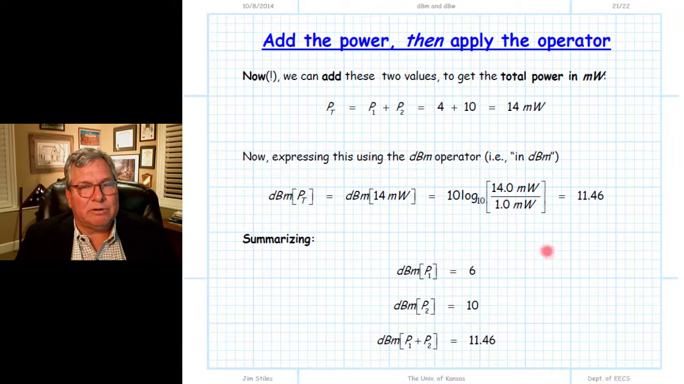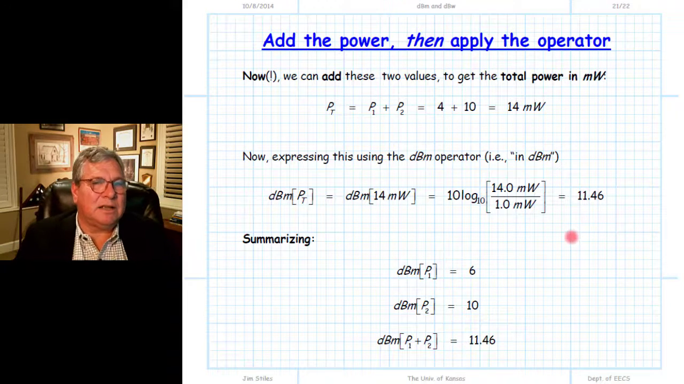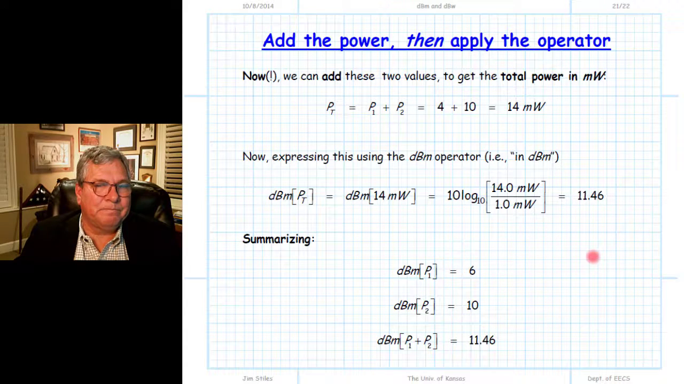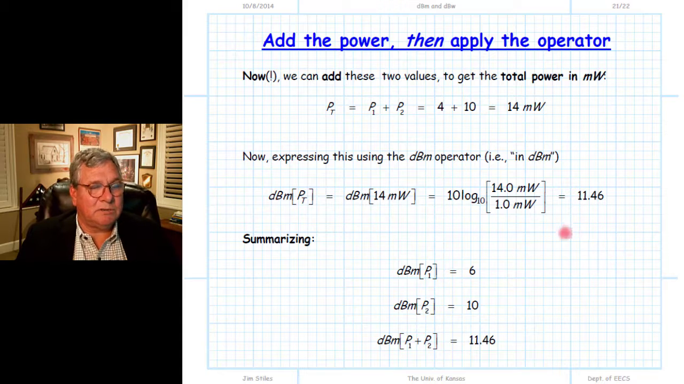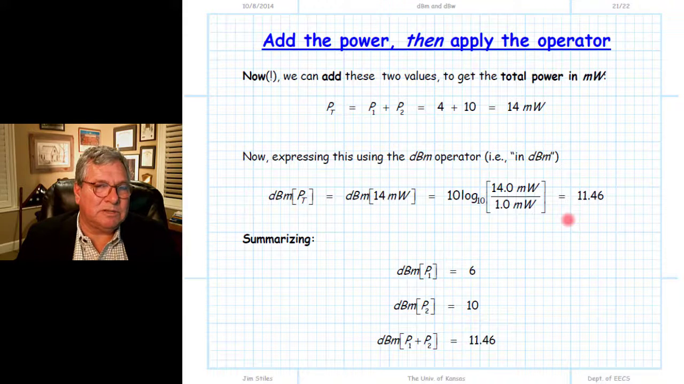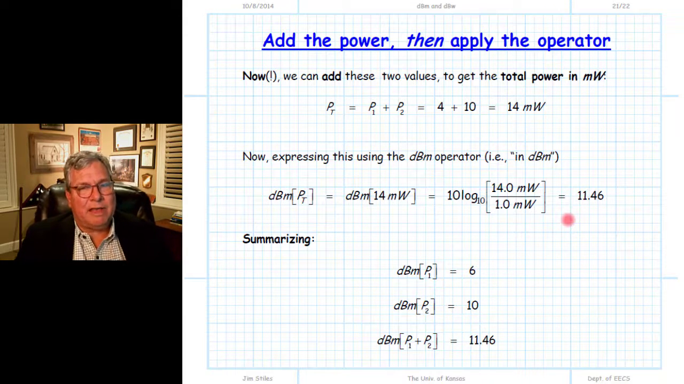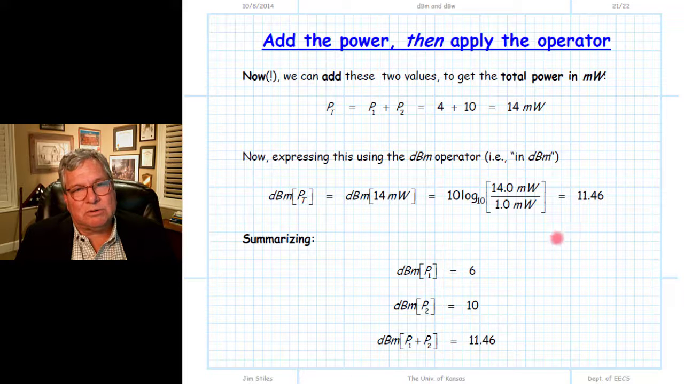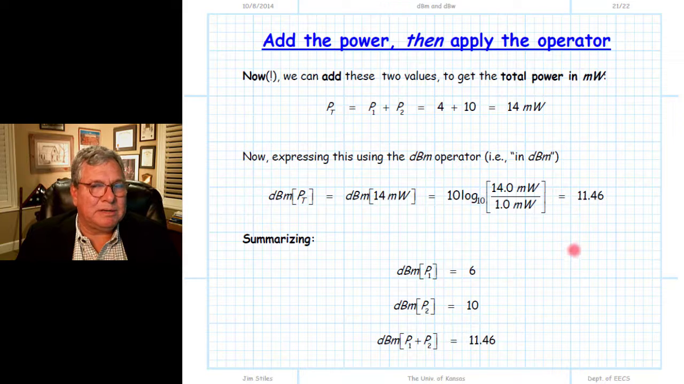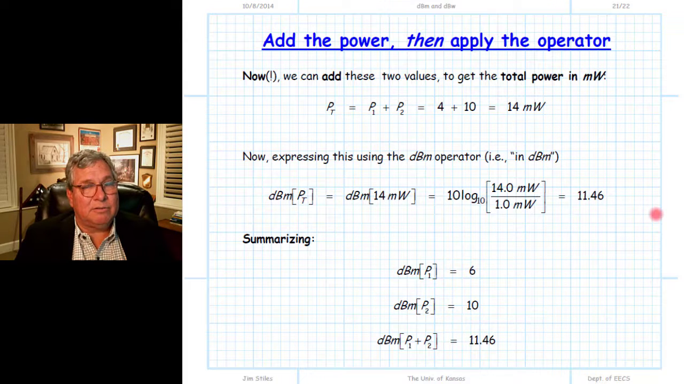A famous question that often arises in, let's say, technical interviews for a job for electrical engineers. If you say you know something about microwave engineering and such, they might say, what is the sum of 0 dBm and 0 dBm? If P1 is equal to 0 dBm and P2 is equal to 0 dBm, and we add P1 and P2 together, what is that total result when expressed in dBm? Well, 0 dBm plus 0 dBm turns out to be 3 dBm. Think about that.